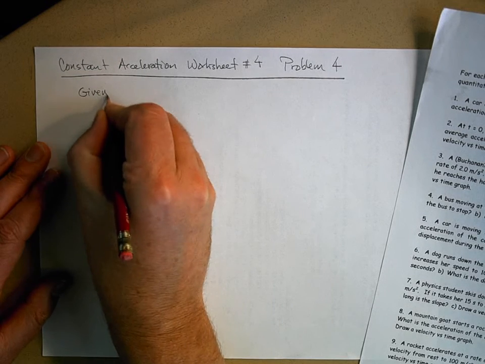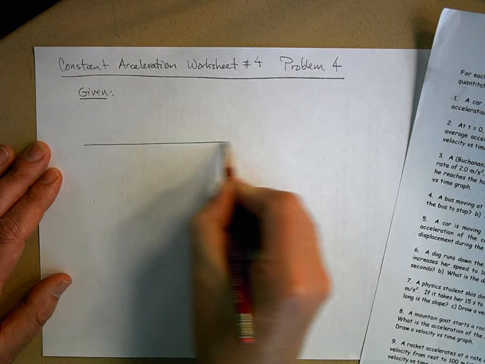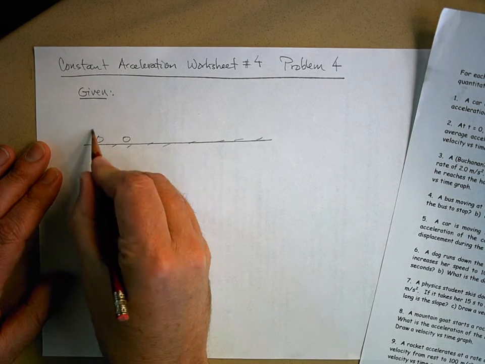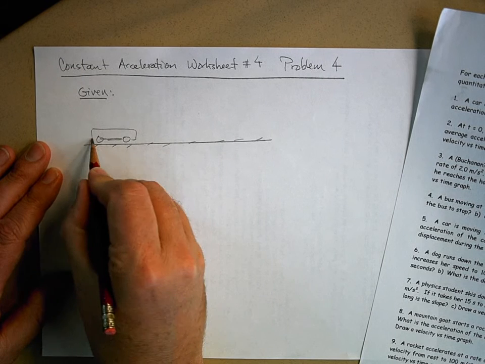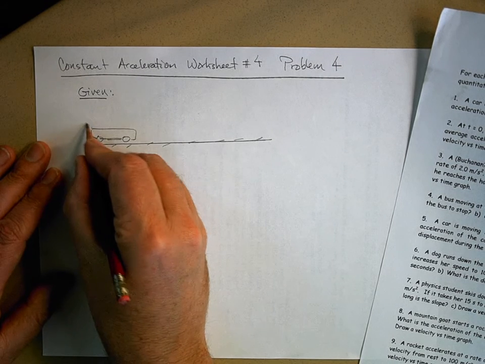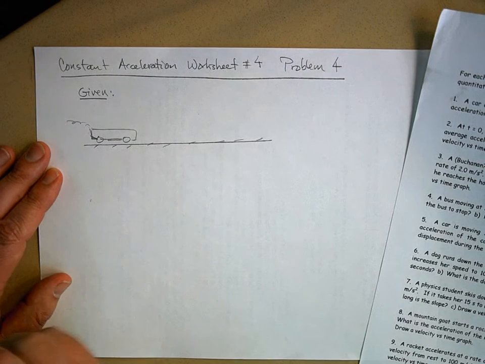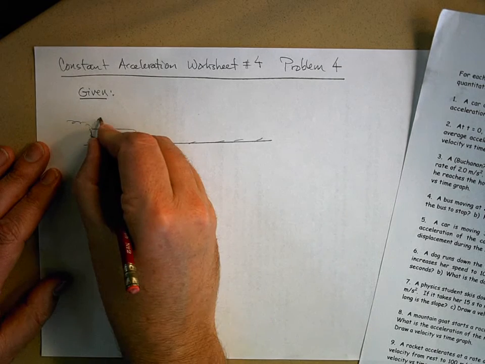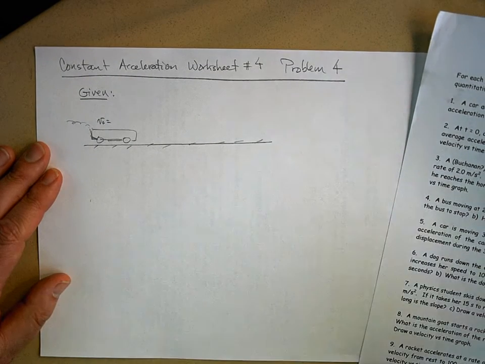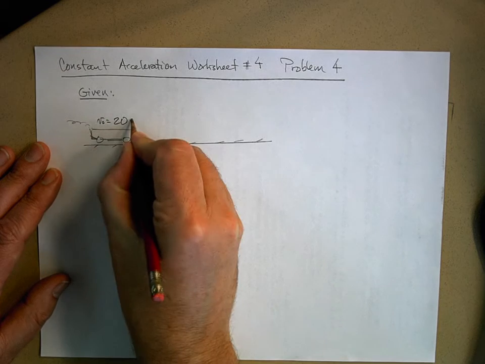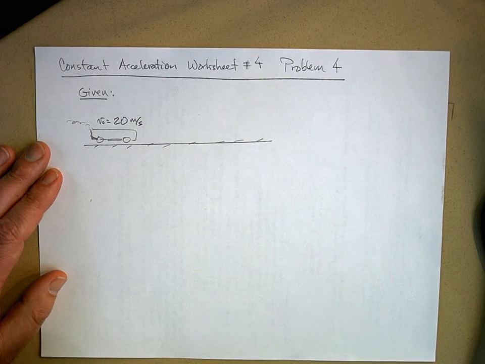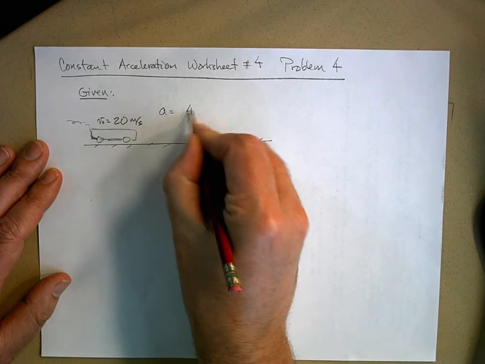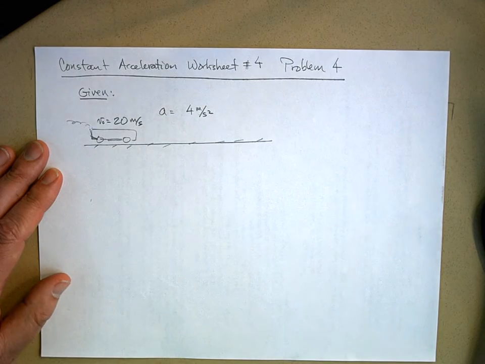So, given. Here's the ground, nice level ground. Here's the bus. Here's the awful diesel coming out of the bus. And it is moving at 20 meters per second. So the initial velocity is 20 meters per second. And the acceleration is 4 meters per second squared, but it's slowing.